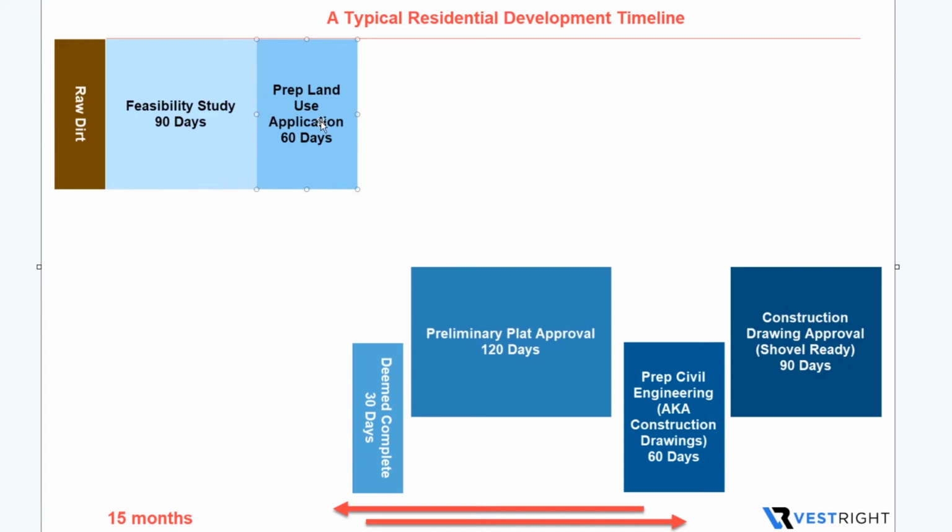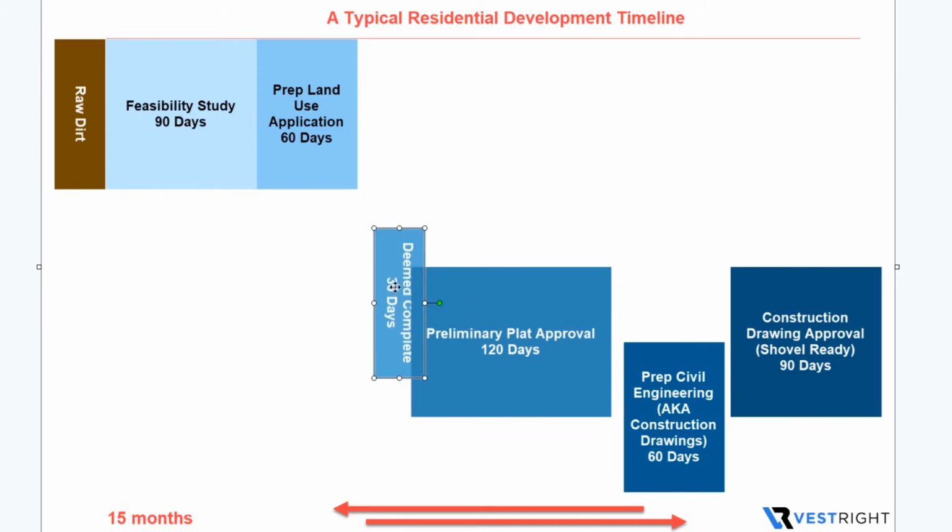And on average, we can say that it'll take around 60 days for his engineering firm to prepare this land use application. The next thing that's going to happen is that the developer is going to submit that land use application to the jurisdiction. So let's just say in this example, he submits it to the city.